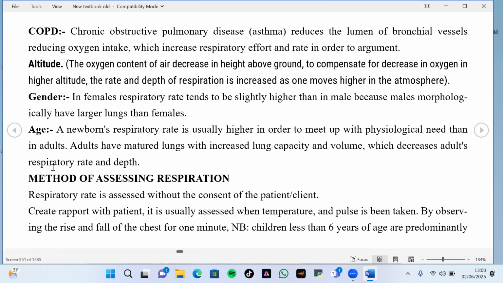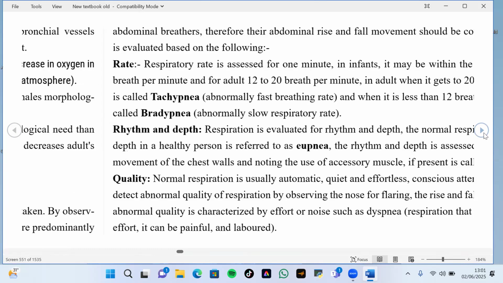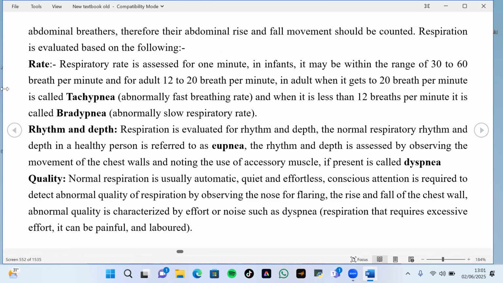The method of assessing respiration is done without the consent of the patient. You will carry it out alongside when you are performing pulse assessments. You take that 1 minute to observe the rise and fall of the chest. Certain things we are observing when taking the assessment include the rate, to know how many breaths, how many cycles of respiration the person has.